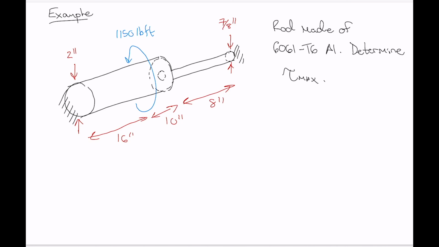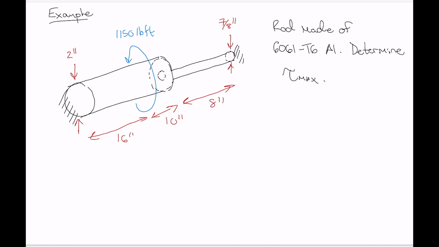So in order to determine the maximum internal shear stress, we need the internal torques. Now, because we've got two different diameter regions, it's not immediately apparent whether the largest shear stress is going to be in the small diameter portion or the large diameter portion. So we'll probably end up having to calculate shear stresses in two locations and compare them. But first and foremost, we need what those internal torques are.